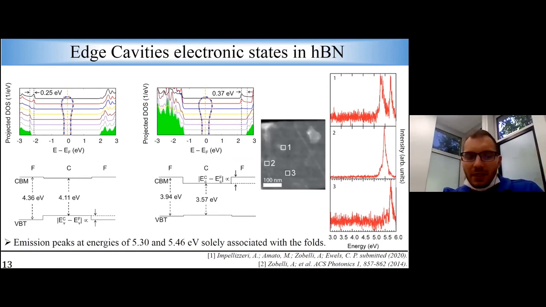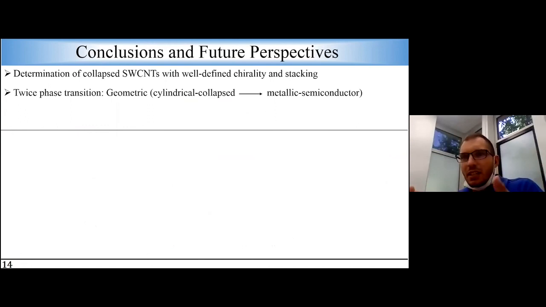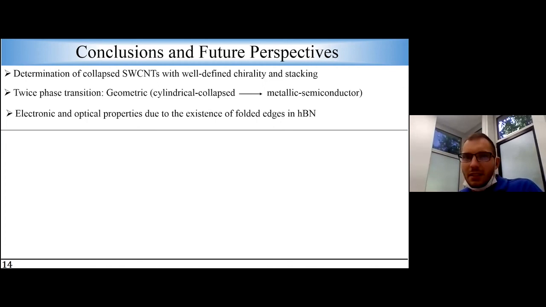So, in conclusion, we have provided an experimental demonstration with theoretical prediction about the existence of self-collapsed carbon nanotubes characterized by stacking sequences with different chirality. The geometry conversion from circular to collapsed atomic configuration induces a change in the electronic behavior of the nanotubes. And in terms of the hexagonal boron nitride, we have clearly seen how the existence of the edge cavities strongly changed the electronic and corresponding optical properties of the material of interest.